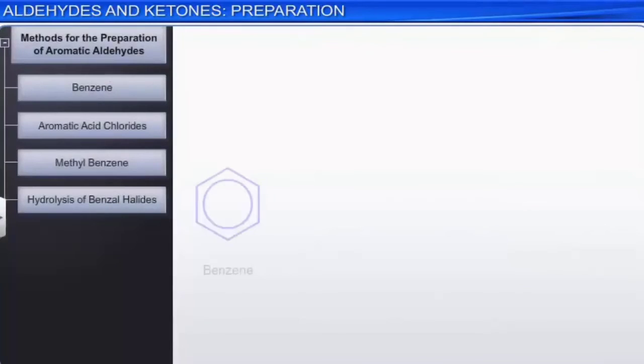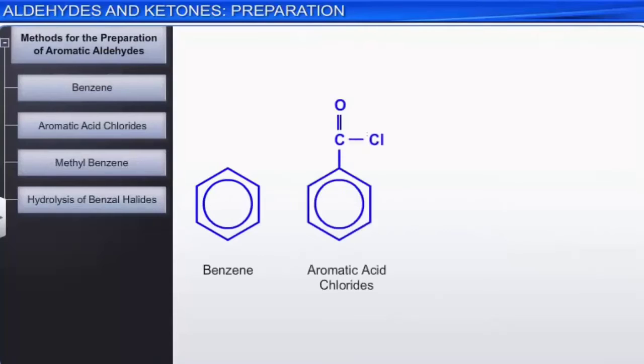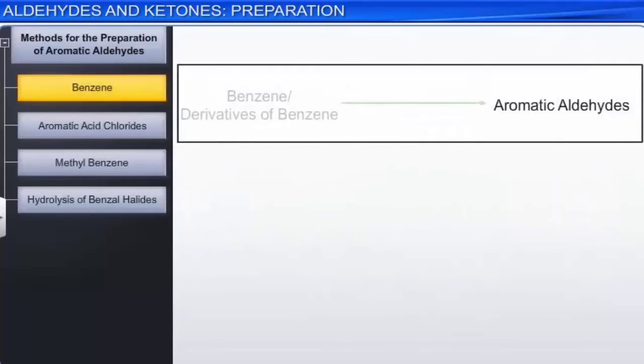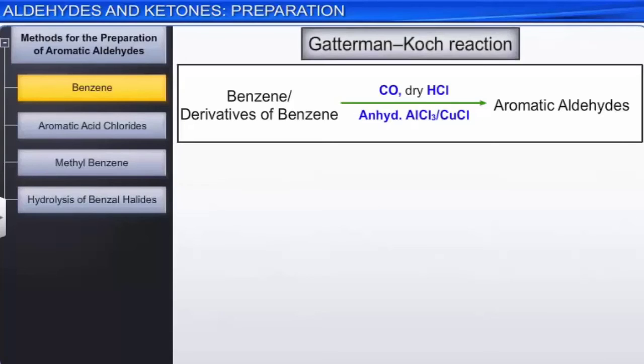Aromatic aldehydes can be prepared from benzene or aromatic acid chlorides or methylbenzene or from benzyl halides. Let us discuss each method. Aromatic aldehydes can be prepared by treating benzene or its derivatives with carbon monoxide and hydrogen chloride gas in the presence of anhydrous aluminium chloride or cuprous chloride. This reaction is known as the Gattermann-Koch reaction.